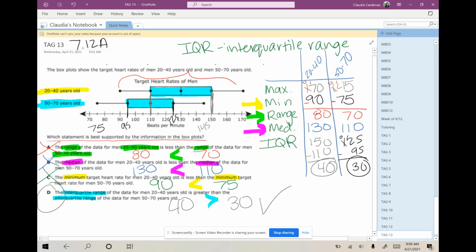So let's make sure to stamp that when we are looking at data displays, the quickest way to compare them is by creating our H chart with the maximum, the minimum, the range, the median, and the IQR if it is box plots, or the mode if it is dot plots. And so we can compare both displays side by side so that when we start annotating our answer choices, we can very clearly see which ones match and which ones do not. Let's try some more on our own.